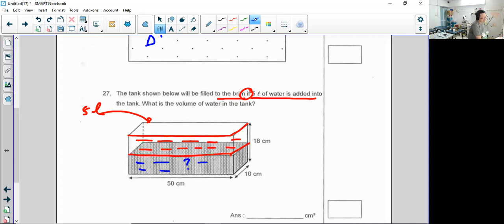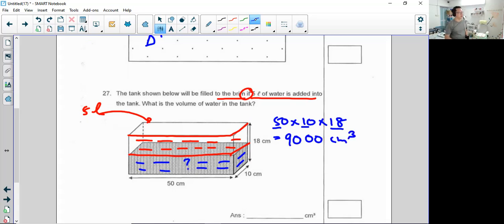What's the volume of the entire tank? Volume is the total water that the tank can contain. So you take length times breadth times height of the tank. Shortcut, 5 times 1 is 5. And 5 times 18, that would be 90. And you put the 2 zeros behind, that will be 9,000 cm cube. So the volume of the tank is 9,000 cm cube.